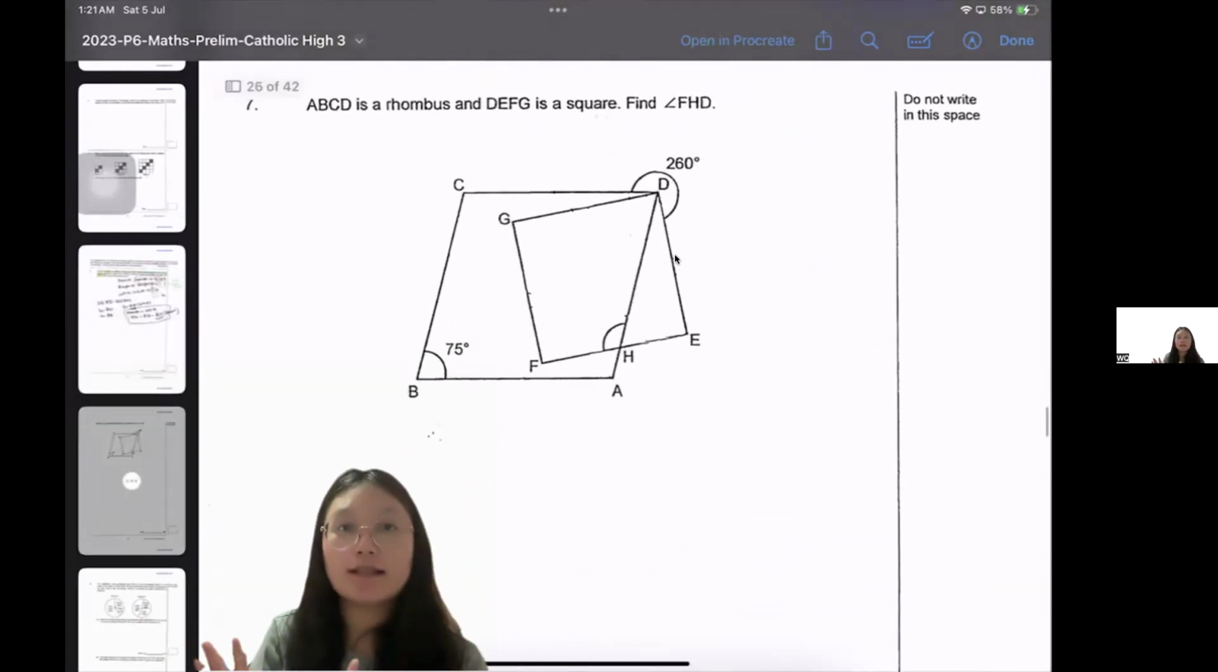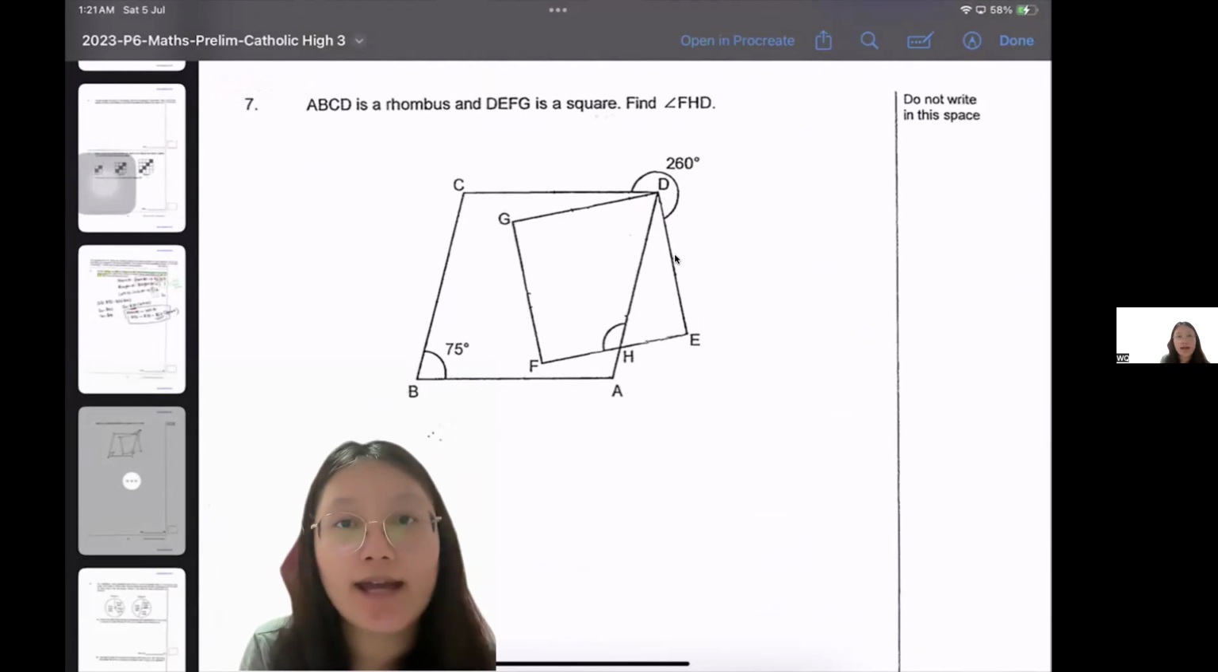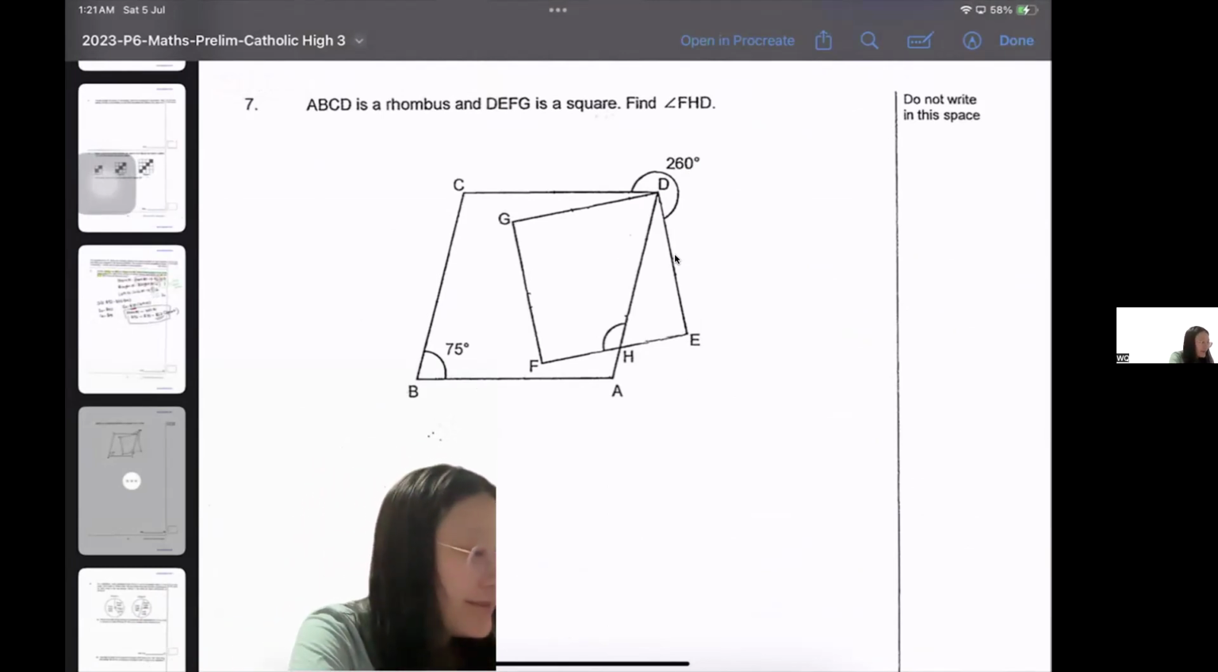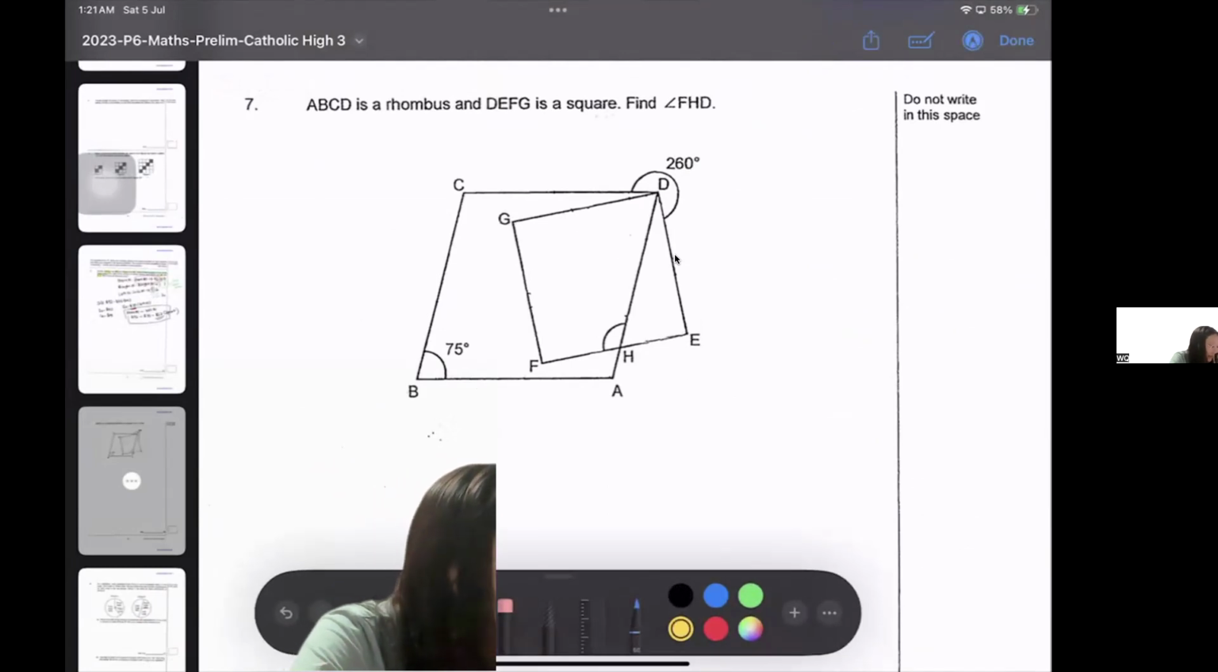Next one is ABCD is a rhombus and DEFG is a square. Okay, so the moment you hear the word rhombus, you must write in the properties of a rhombus. Okay, let's underline rhombus and square. So let's write in the properties of a rhombus, because when you hear rhombus, you must do that, okay? So rhombus, all sides are equal. So let's write in that all sides are equal.